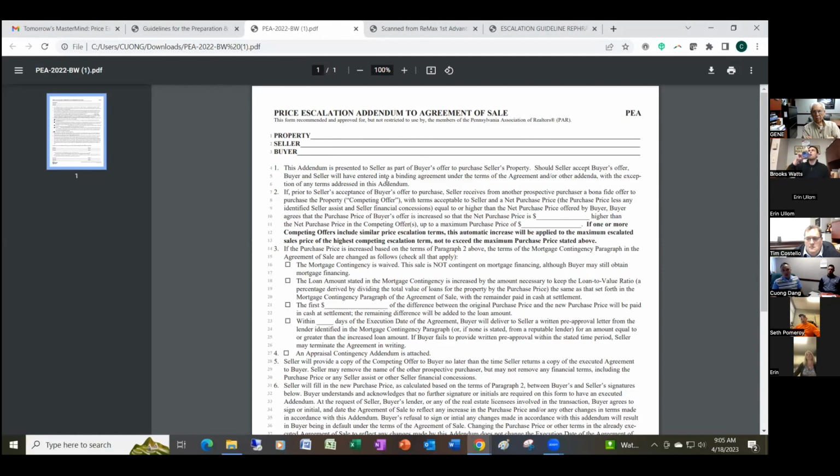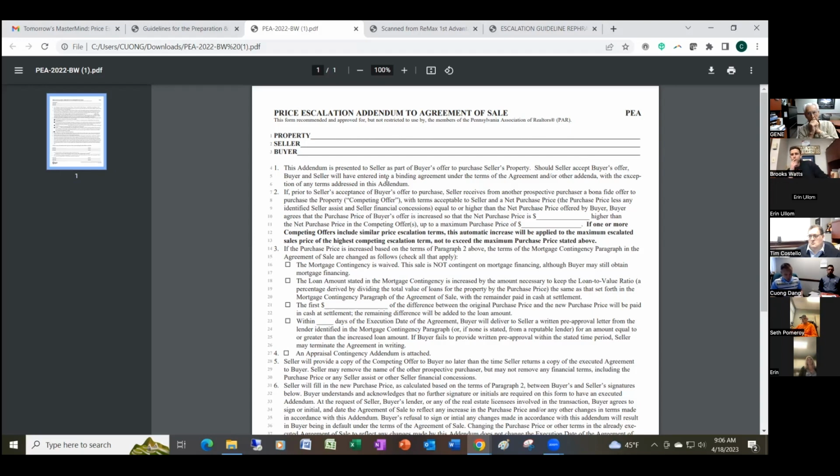Okay. I have the price escalation clause up, and there's been a lot of questions as to what to compare, how to compare, and what do we do in general when you have a price escalation clause and multiple price escalation clauses. And the guideline that Brooks sent out is a really great resource to use. There's actually a guideline pretty much for every form out there. It's under PAR, their website. You can download it, read it, and have a better understanding of the form.